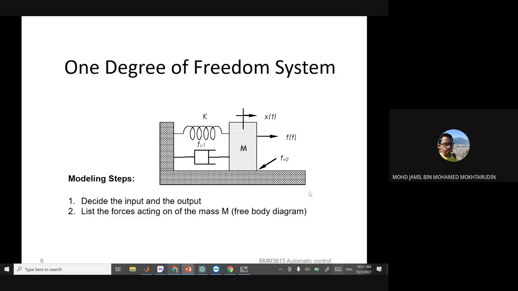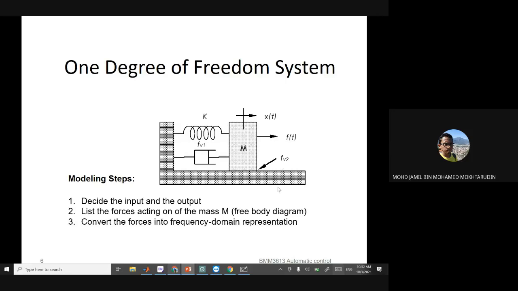After we decide the input and output, we need to list all the forces acting on the mass. So here we have the force F, the force by the spring, the force by the damper, and the force by the friction. After we decide the forces, we need to draw the free body diagram of the system.